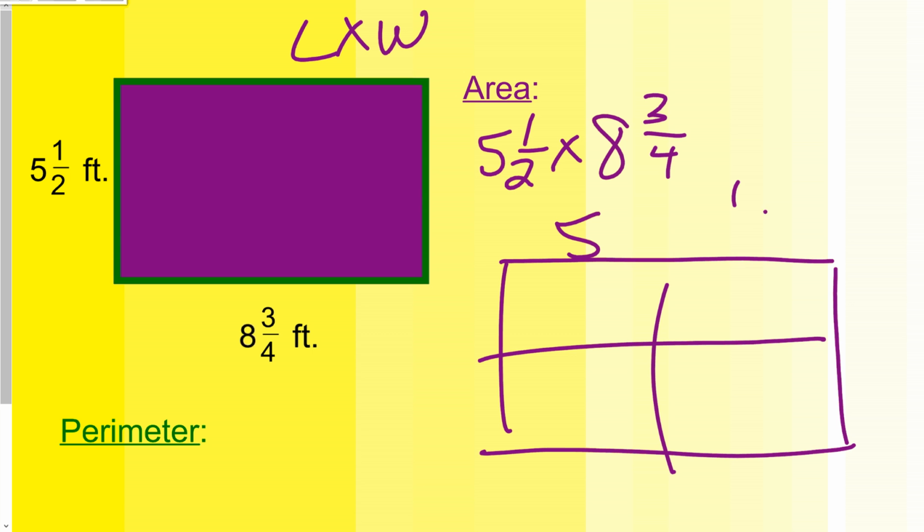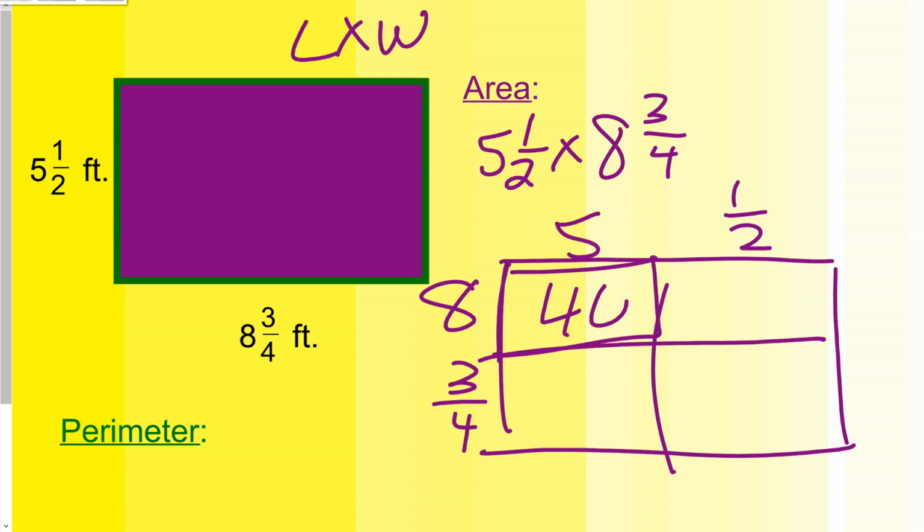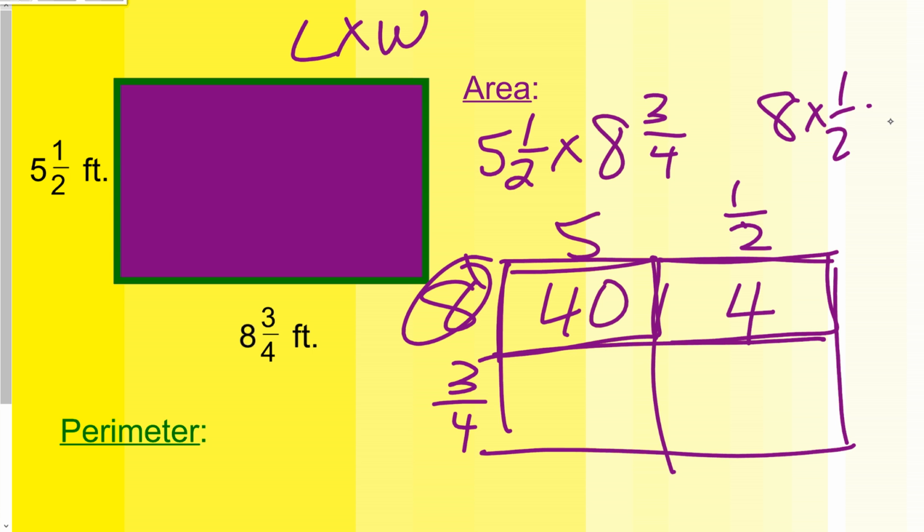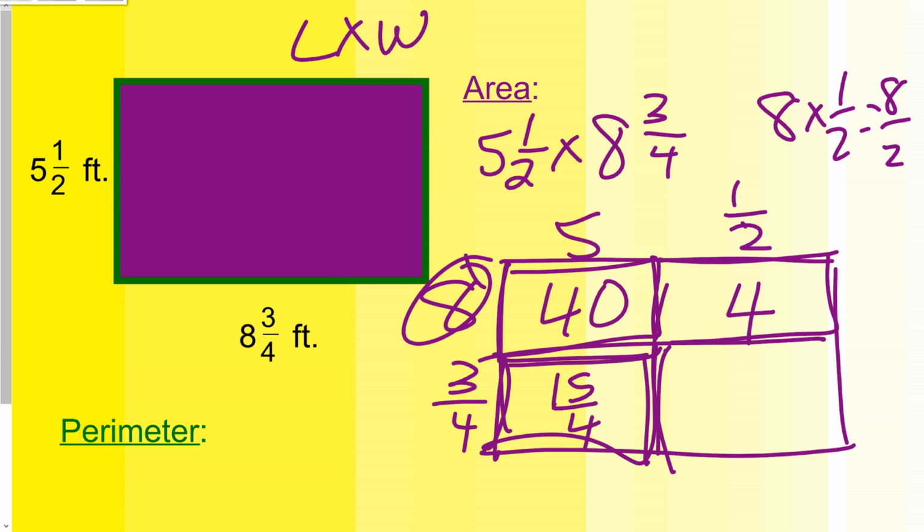So if I think of 5.5 times 8 3/4. This first box here, that's going to be 5 times 8 is 40. This box here is 8 times 1/2, which would be 4, because 8 times 1/2 is 8/2, which is 4. Down here at this box, that's 3/4 times 5, which would be 15/4, which I'm going to leave like that for just a second. And then finally, the last box here, that's 3/4 times 1/2, which is 3/8.